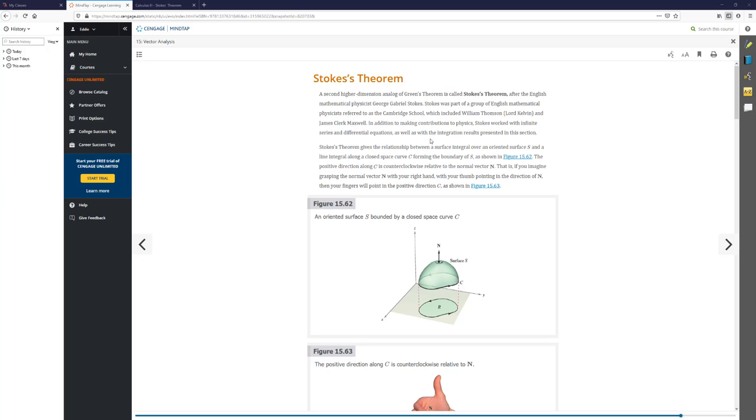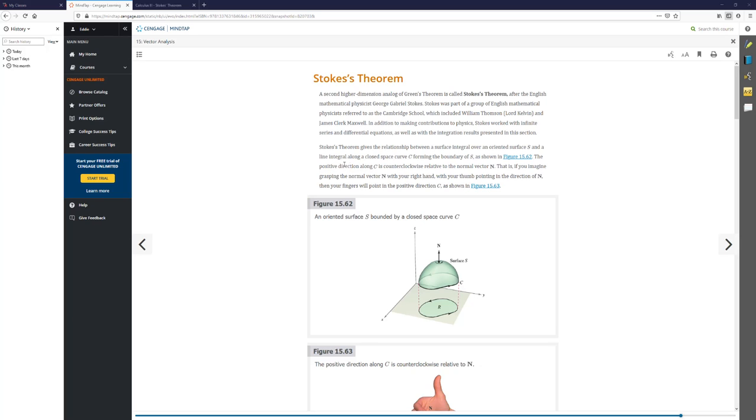It gives a relationship between a surface integral over an oriented surface S. So we have some surface S up here, not the whole figure, just a surface, and a line integral along a closed space curve C forming a boundary of S. You see this is C down here, and there is a region there, but this is C just brought up to the figure. And that's a closed, smooth curve.